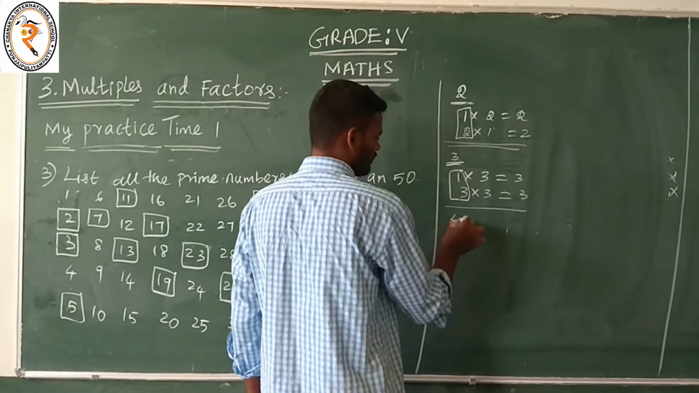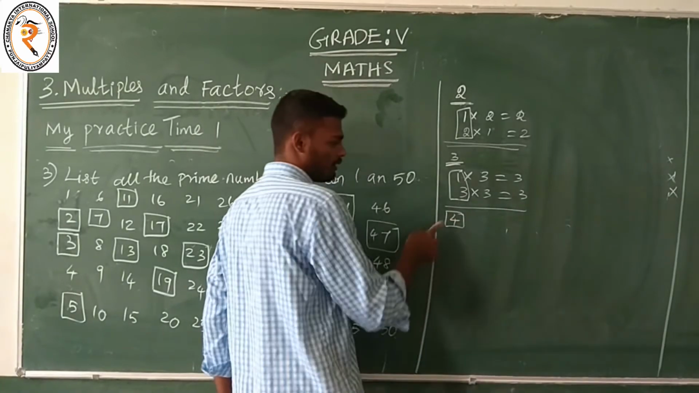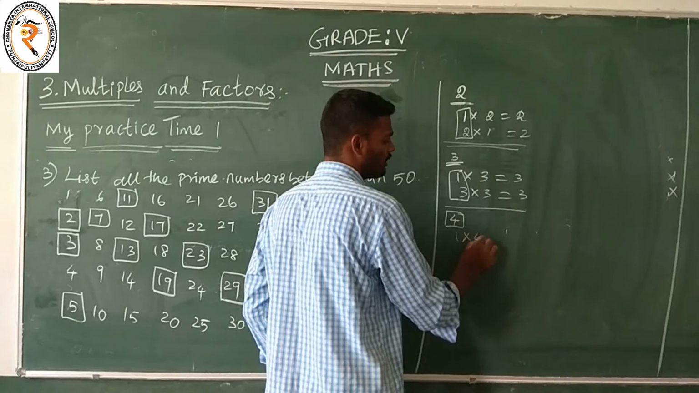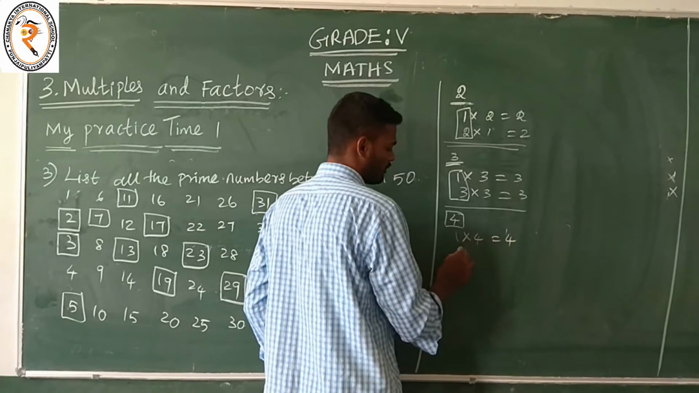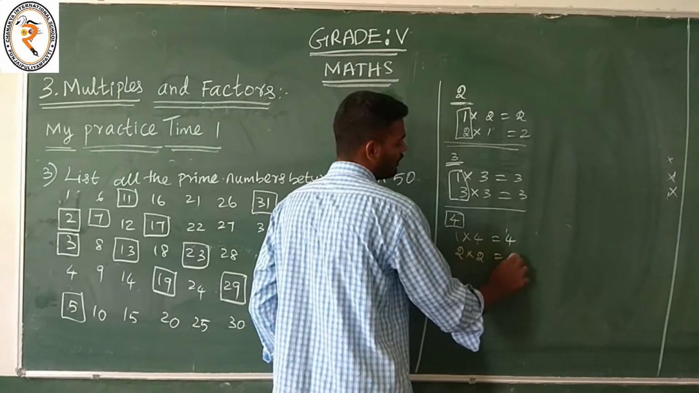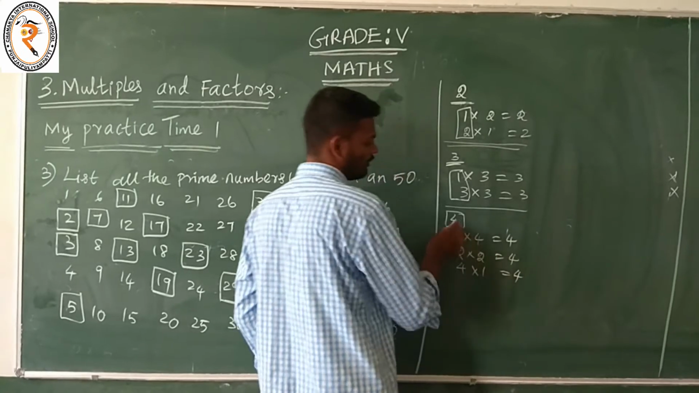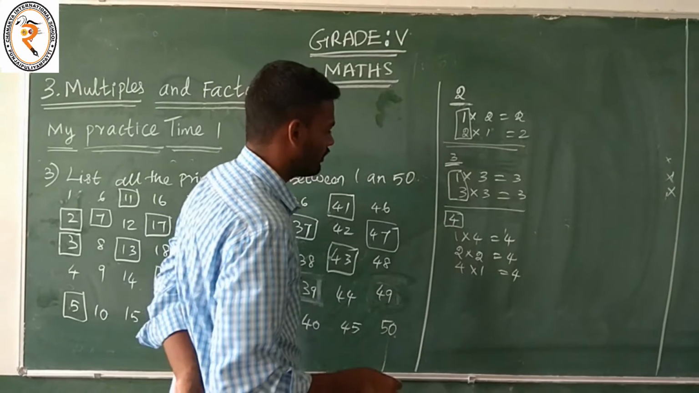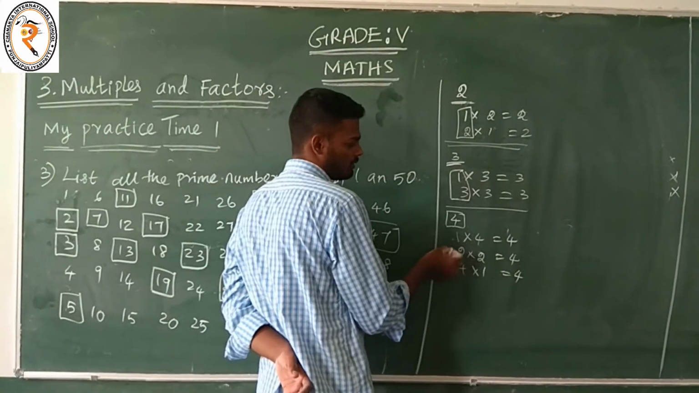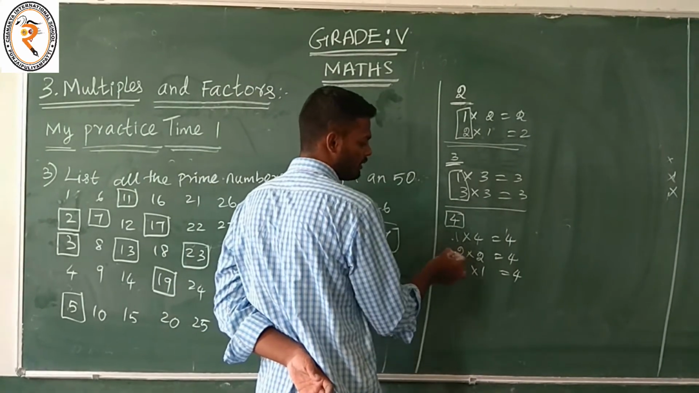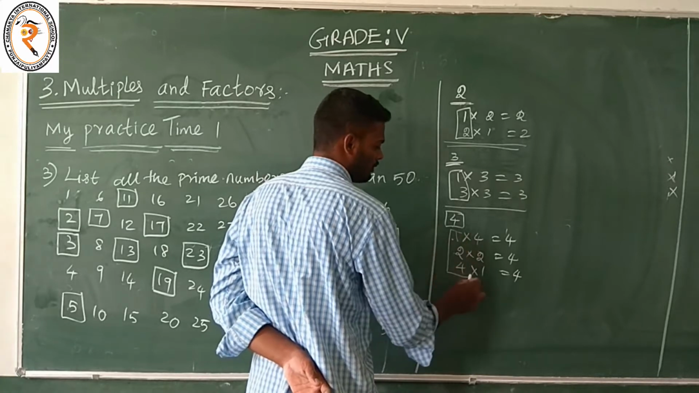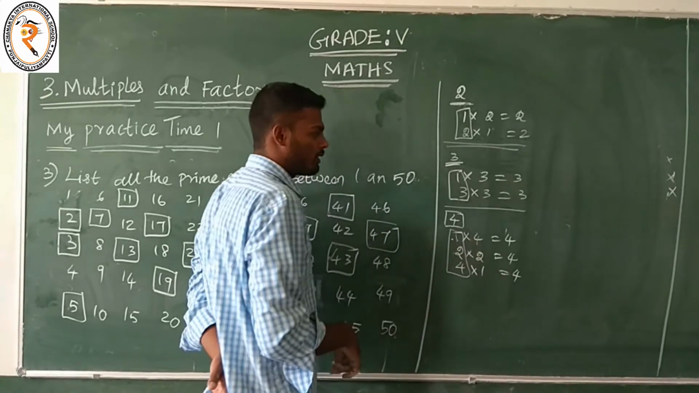Next we select 4. 4 comes in the first table: 1 four is 4. In the second table, 2 twos are 4, and in the fourth table, 4 ones are 4. So 4 comes in 3 tables: the first, second, and fourth tables. So it is a composite number.